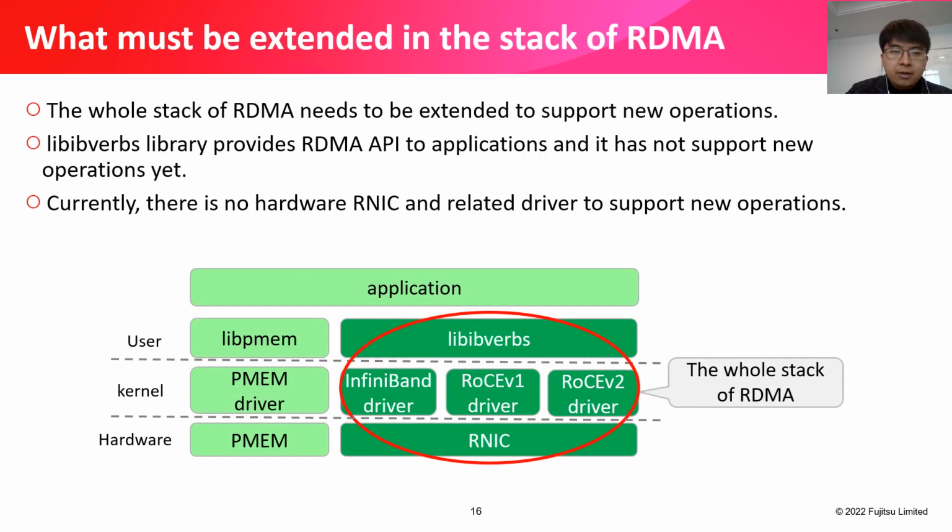To support RDMA flush and RDMA atomic write operations, what must be extended in the RDMA stack? As shown in the figure below, the whole RDMA stack needs to be extended to support the new operations. The libibverbs library provides the RDMA API to applications, and it has not supported the new operations yet. Currently, there is no hardware RNIC and related driver to support the new operations.